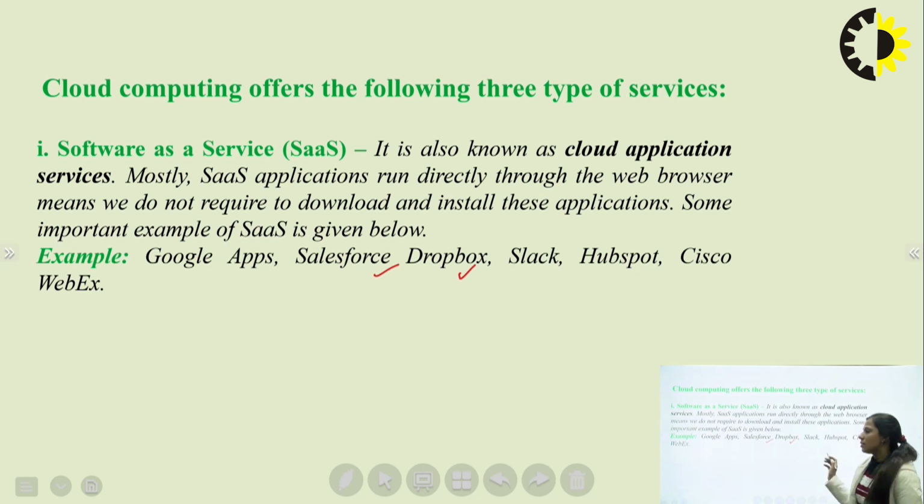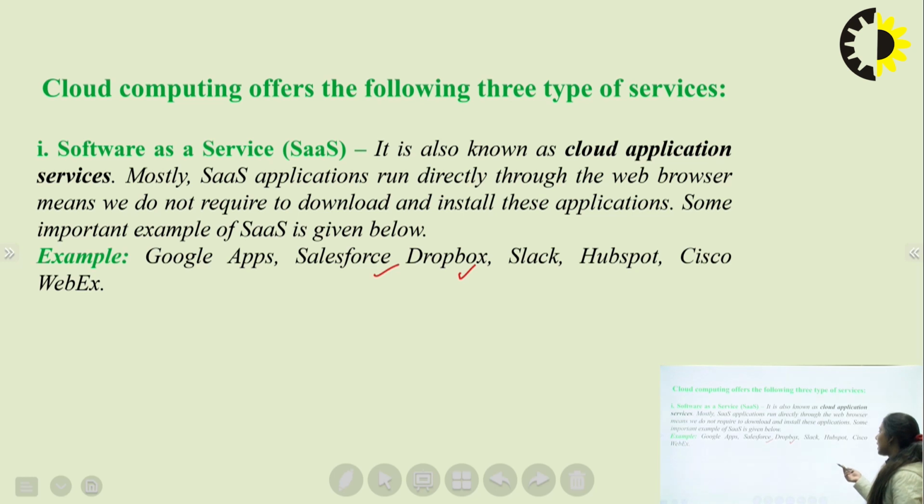So Dropbox is an example of software as a service where we can store our images. We can keep our images there safely and securely. We can put our videos there as well, so we can use this service. These are various examples of software as a service.